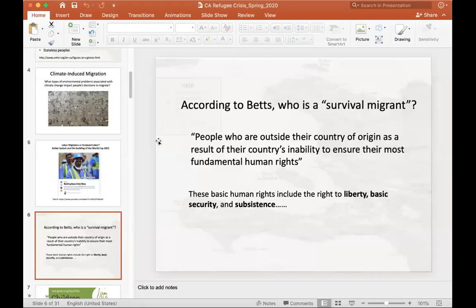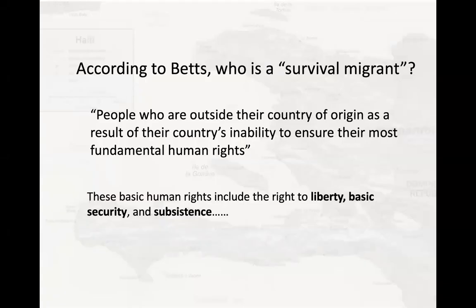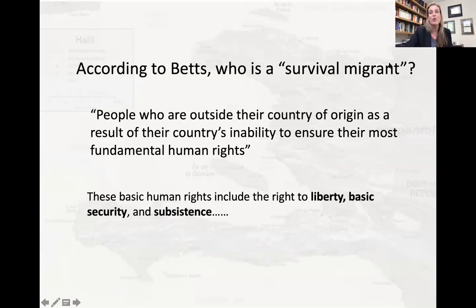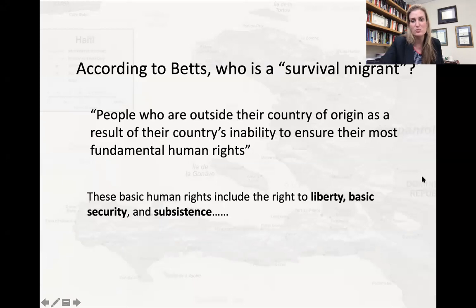So for those of you who might be thinking about research projects in the future, it's fascinating to think about the World Cup as an articulation of globalization, an example of globalization, and also a way to think about global inequality and what we call the politics of mobility. So this comes back to an important concept that we're working with this week, which is this idea of a survival migrant. Who is a survival migrant?